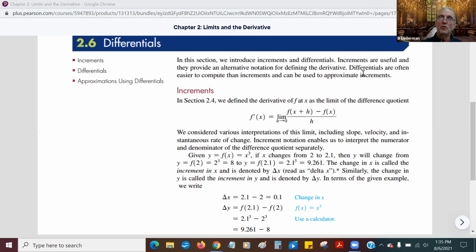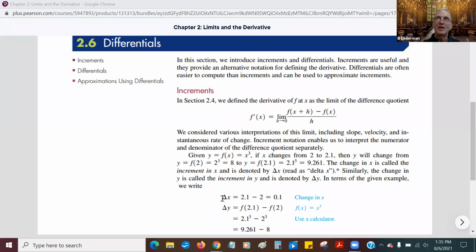So let's say you have a function y is equal to x to the third power, y equals x cubed, and x changes from 2 to 2.1. X goes that distance. Well, the increment of x is going to be what the x moves, so it's going to be 0.1. How did I figure that out? By subtraction. You subtract 2.1 minus 2 gives me 0.1. That is the change in x, and that is what we call the increment of x. Sometimes we call it delta x.